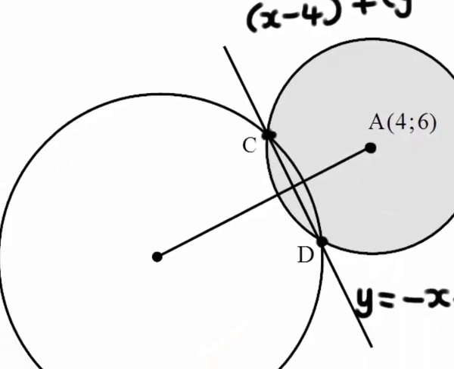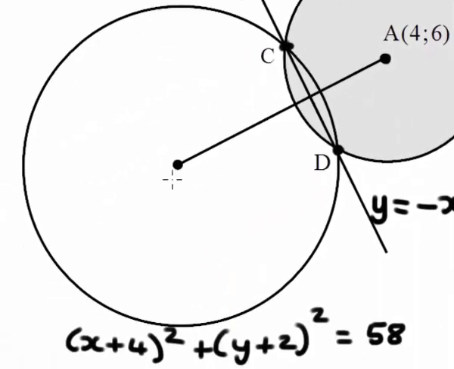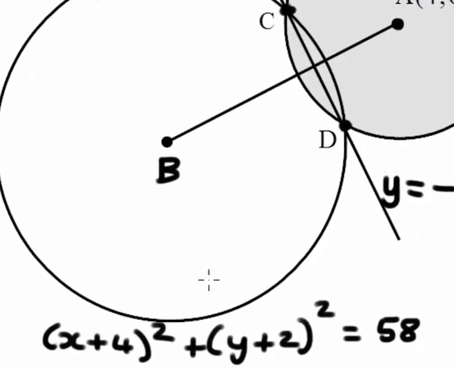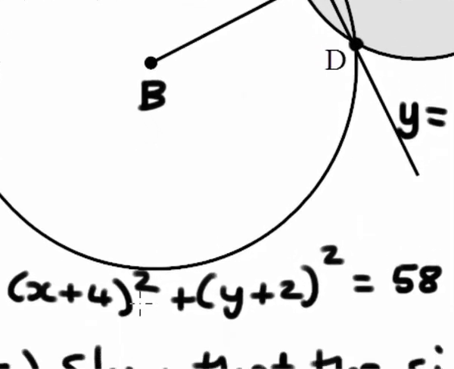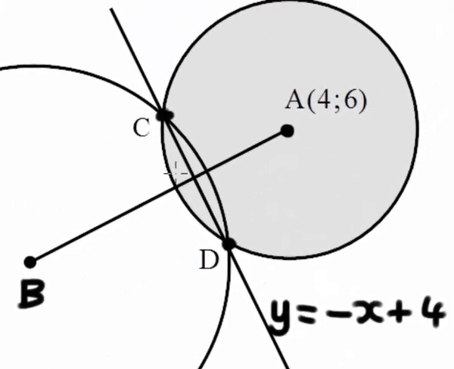Then we've got a bigger circle here, which I'm going to call center B, and it's given by the equation (x + 4)² + (y + 2)² = 58. That's the equation. And then the two circles intersect at C and D. Now what I've got is a straight line, y = -x + 4, that seems to be passing through those two points, C and D.